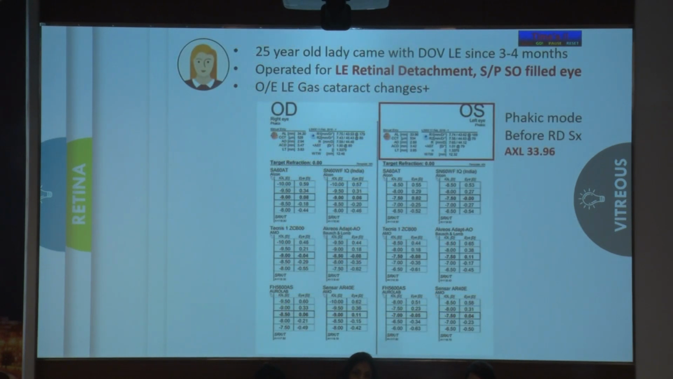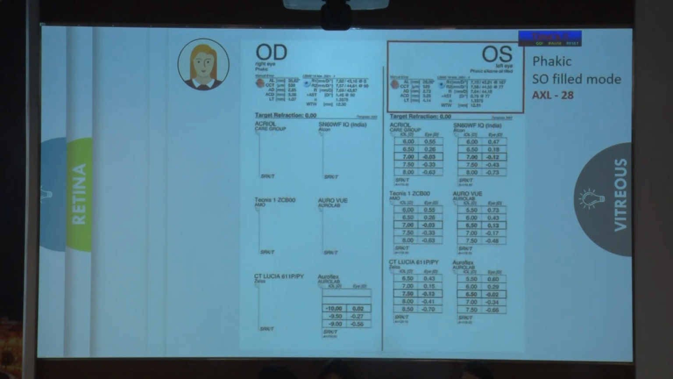So this was a 25-year-old lady who presented with diminution of vision for a period of 3 to 4 months. She was operated for retinal detachment, and it was a silicon-filled eye. So this was her biometry before, in the phakic mode, before the retinal detachment surgery. And as you can see, the axial length showed 33.96. Now, when we repeated the biometry in the SO-fill mode, the axial length showed 28.